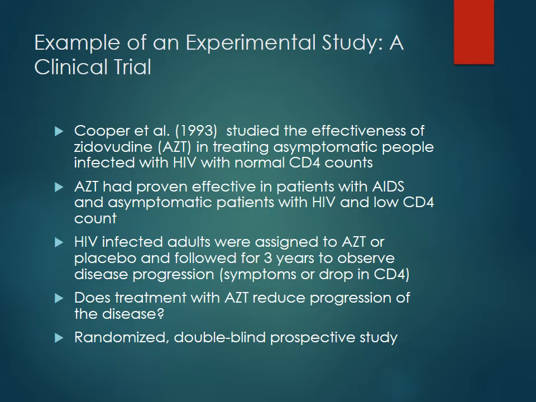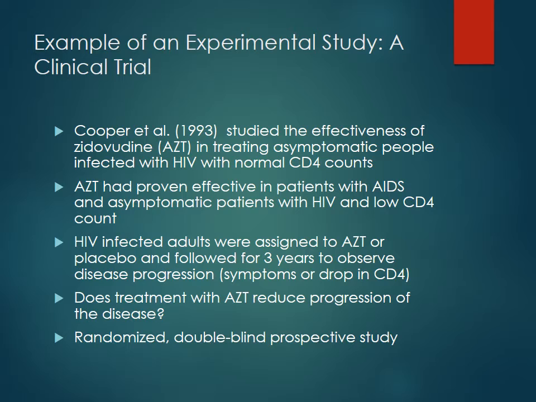So an example, here's a clinical trial from 1993. This is, again, early on in our understanding of treating HIV. Essentially what we're doing is studying the effectiveness of zidovudine, which is an antiretroviral drug, shortened to AZT. So if you ever see AZT, that stands for zidovudine, and again, it goes back to the chemical name they're shortening there.